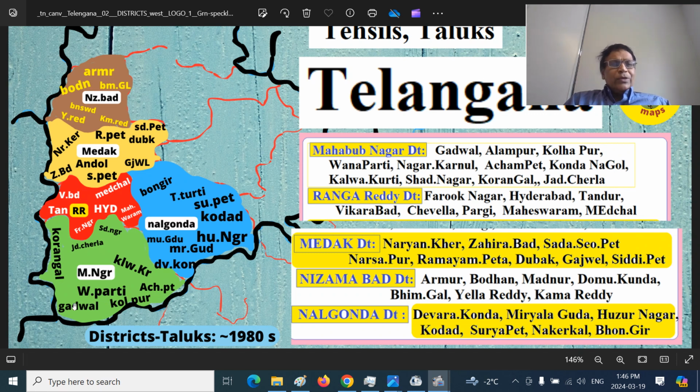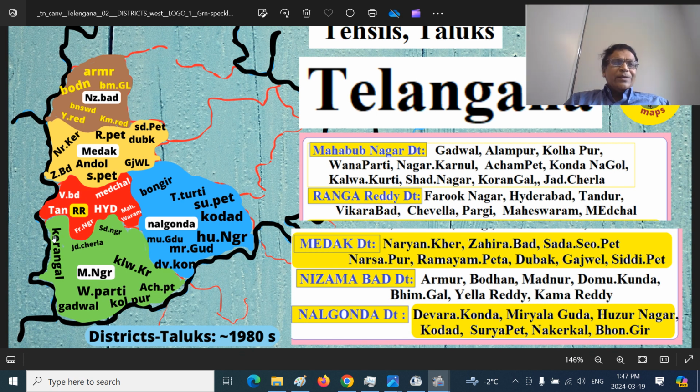So we see Gadwal. Samsthana means a princely state of Hyderabad with semi-autonomous regions. Gadwal is one that is well known, the Gadwal region, and this is the mountainous or upland region, predominantly the Kollapur area and Achampet area. This is Wanaparthy, and the district headquarters itself is Mahabubnagar here.